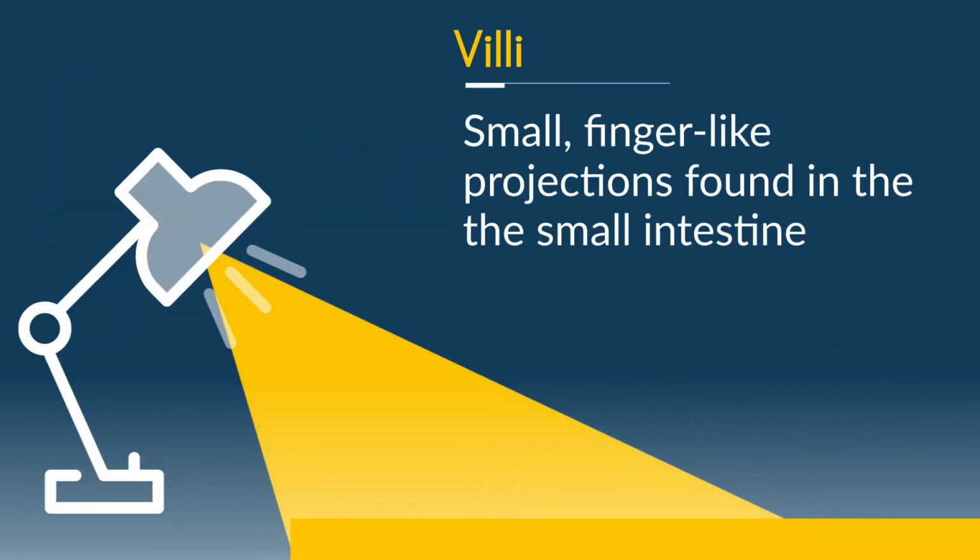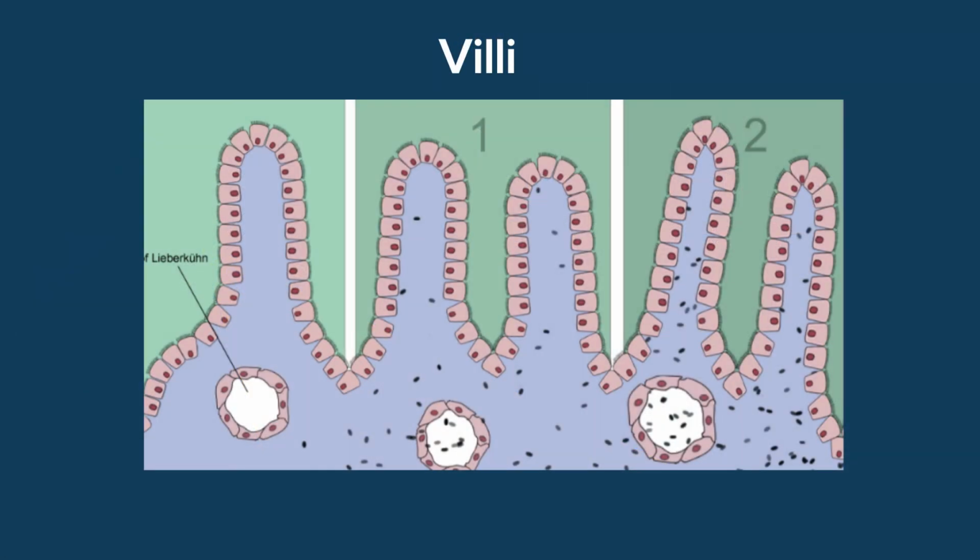Villi, small finger-like projections found in the small intestines. And here's a picture of some villi.